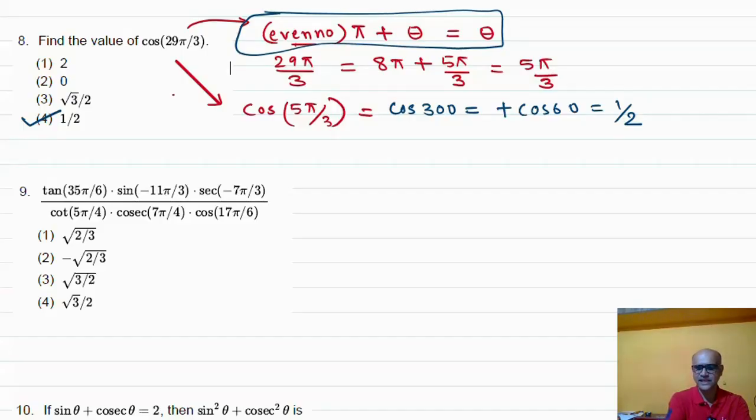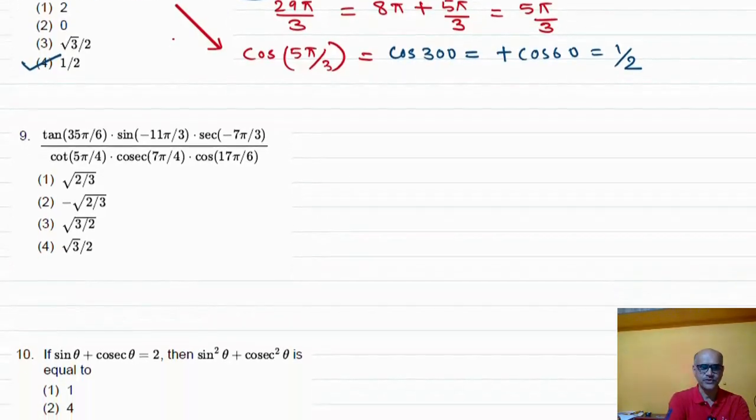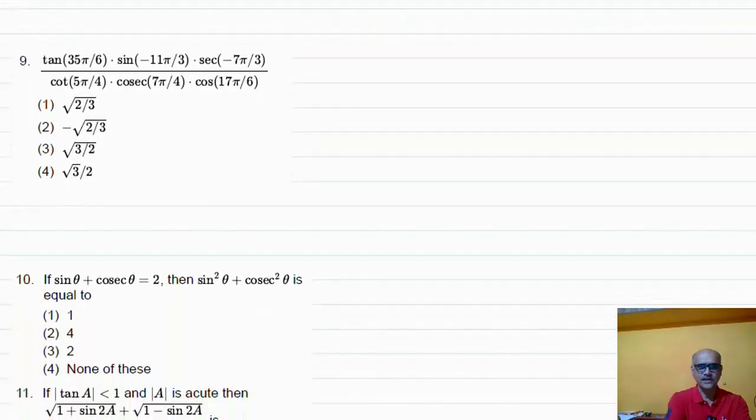You can use it to simplify in the 9th problem. Now taking the 9th, first if I simplify this, tan 35 pi by 6. 6 5s are 30, 6 6s are 36. So 6 5s cannot be used. 6 4s are 24. So tan of 4 pi, 24, plus 11 pi by 6. 6 4s are 24, 24 plus 11 will be 35.